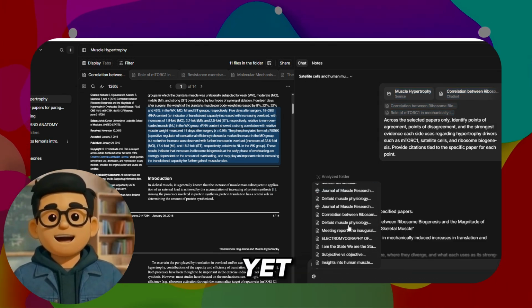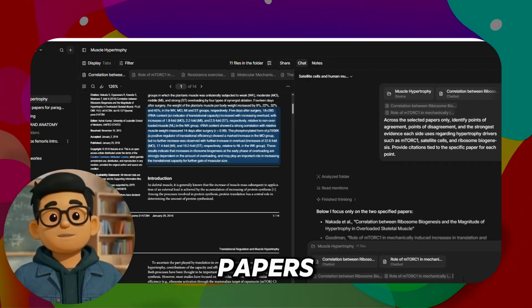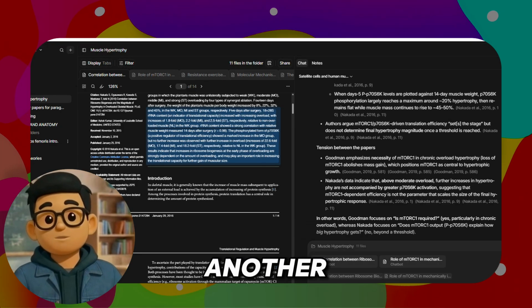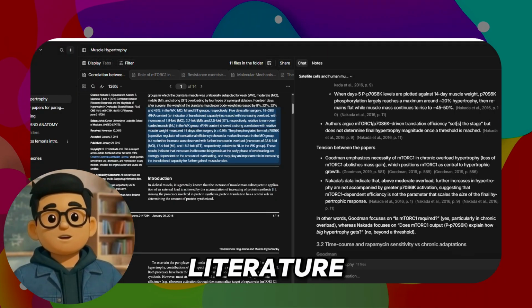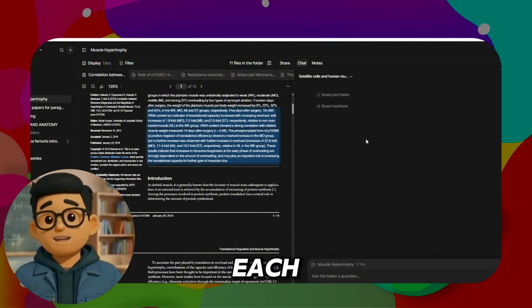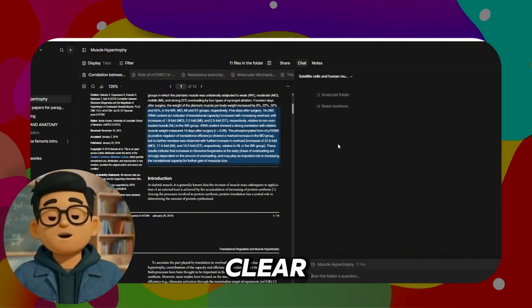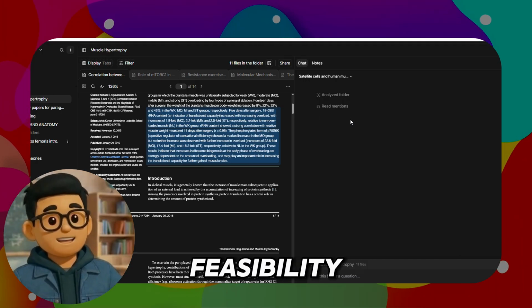It's what don't we know yet, and what can I realistically test? So I use those same four or five papers and push one step further with another prompt. "Based only on these selected papers, what are the most important gaps in the literature, and what would be three high-impact PhD studies to address them? For each proposed study, specify a clear hypothesis, study design, primary outcome measures, and feasibility constraints."